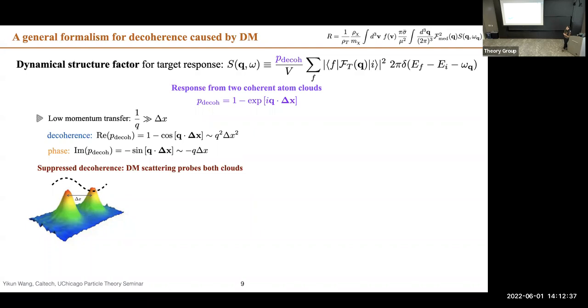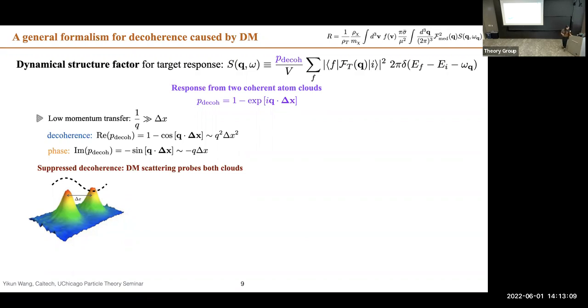Yes. So I thought low momentum transfer means 1/Q is really large. But then, that is a limit where you probe both clouds. So your dark matter interacts with both. So you will not really be in the situation where your preferred option is to interact only with one. And that's what you're going to show.